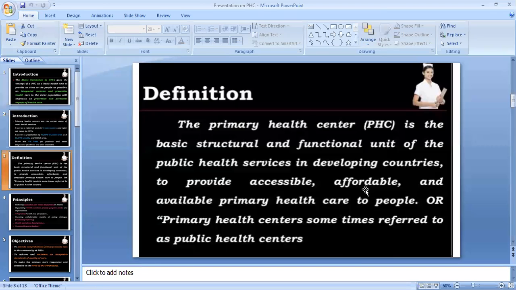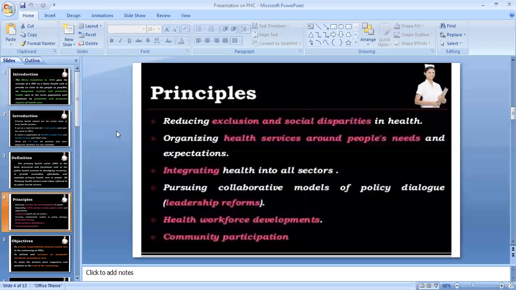See, if you go to a pharmacy, for one ORS packet they may take the price as written, or they may increase the price. But if you go to a primary health center, those ORS packets are completely free for you. In primary healthcare, many things are completely free of cost, provided by the government. Okay. Next are the principles.